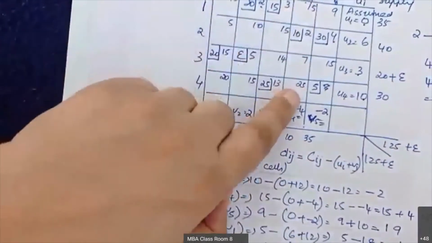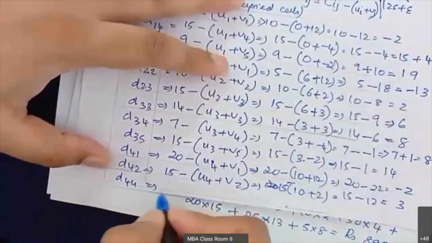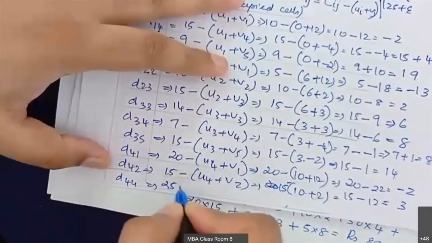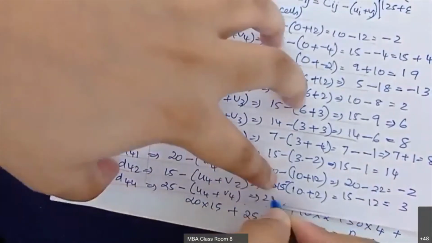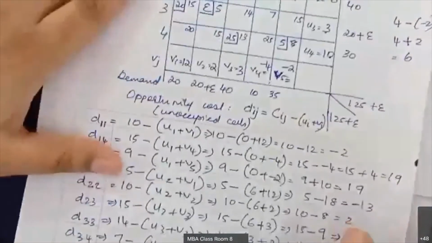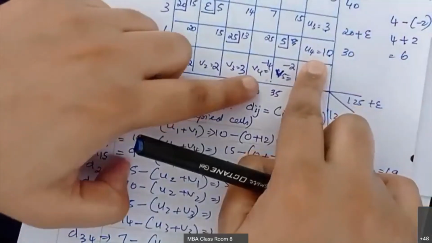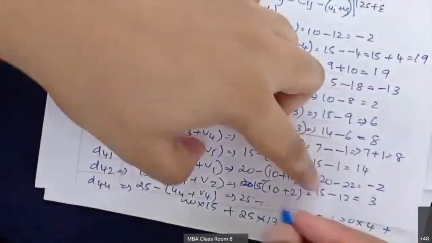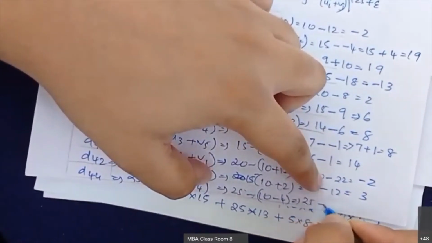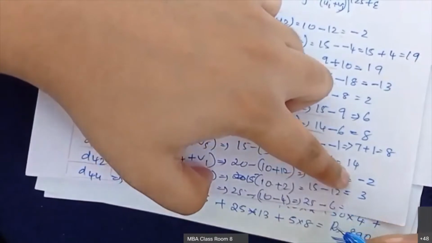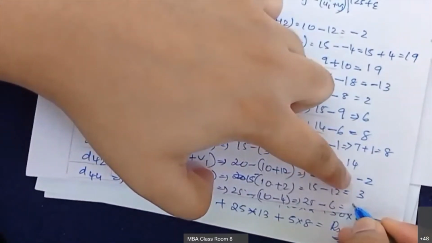Okay, next empty cell we have this one, that is D4, 4. Okay, what's the cost there? 25. D4, 4. Okay, what is the cost of 25 minus U4 plus V4? Okay, 25 minus what is U4 value? U4 value is 10. V4 value is minus 4. Okay, 10 minus 4, which is 25 minus 6, which is 19.